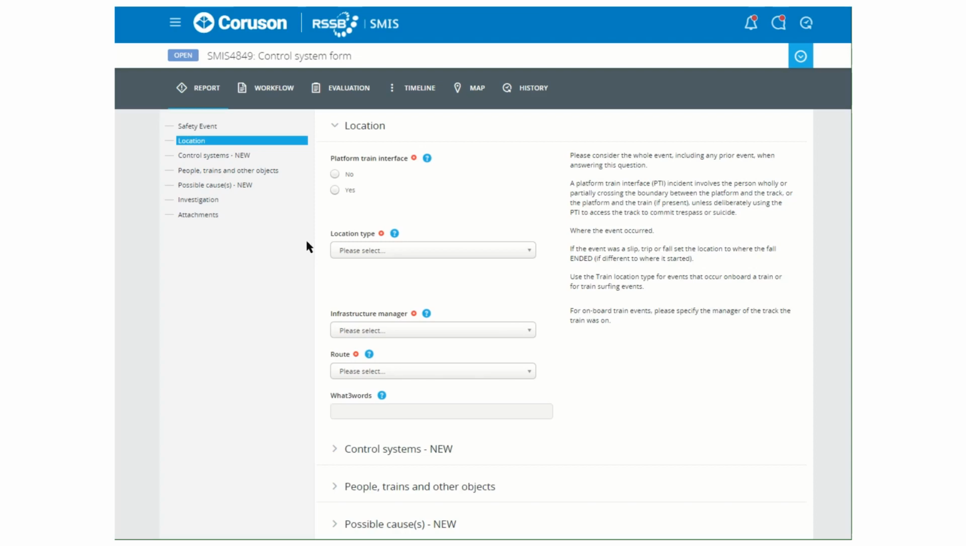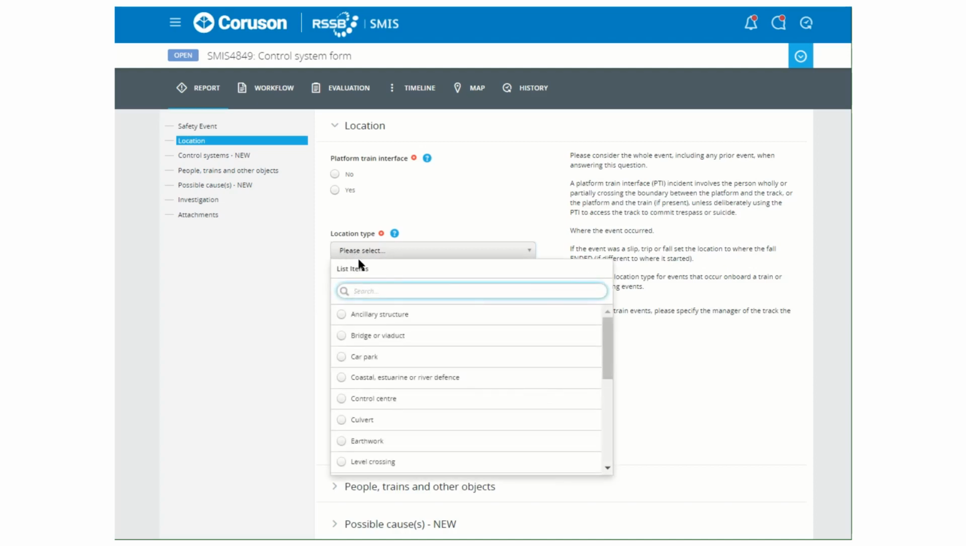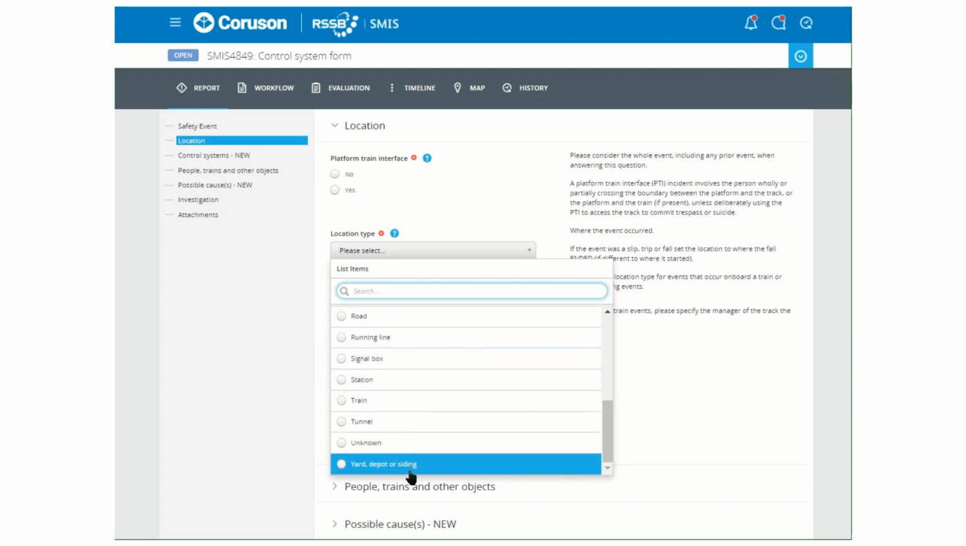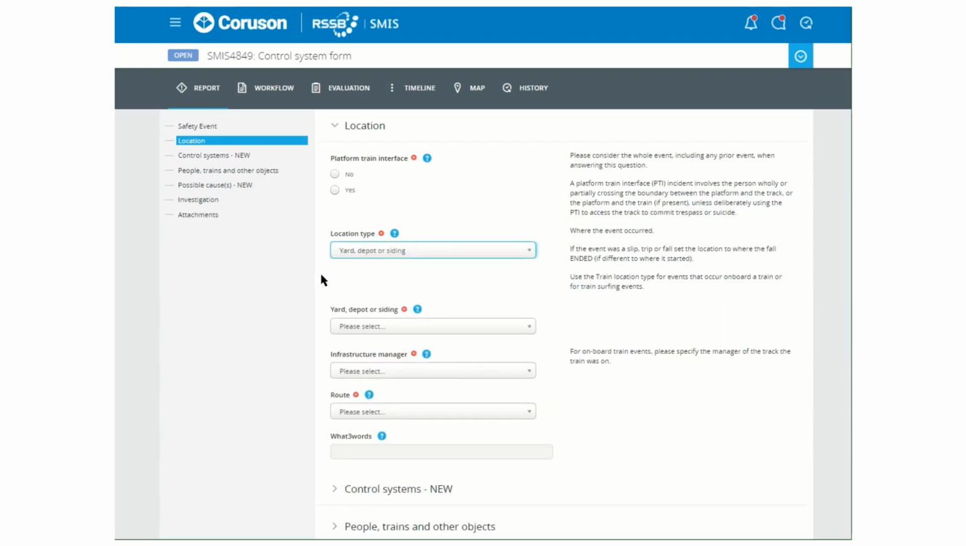For all control system events, you would either select the location type as running line or yard, depot, siding, as the location type is based on where the train was at the time of the event. Once you choose the correct location type, you are then presented with more granular location information in the form with follow-on questions. But we have a separate video which covers entering locations in SMIS for further information on this.